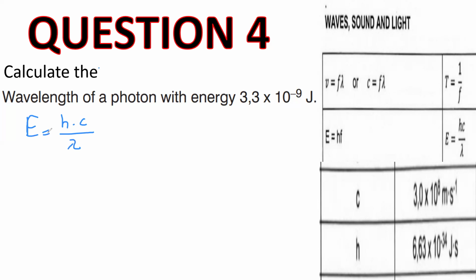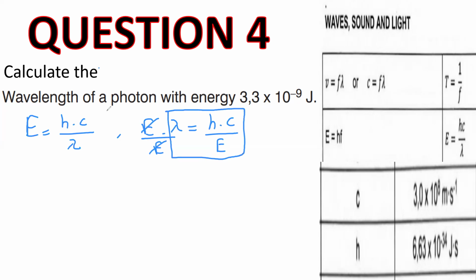Can I swap these two? Of course, just E and wavelength. If you want, you can do it this way: E times wavelength is equal to h times c, so divide by E on each side. E cancels, so wavelength is equal to h times c over E. You can just swap these two, and then you are making another formula. So wavelength is equal to h times c over E.